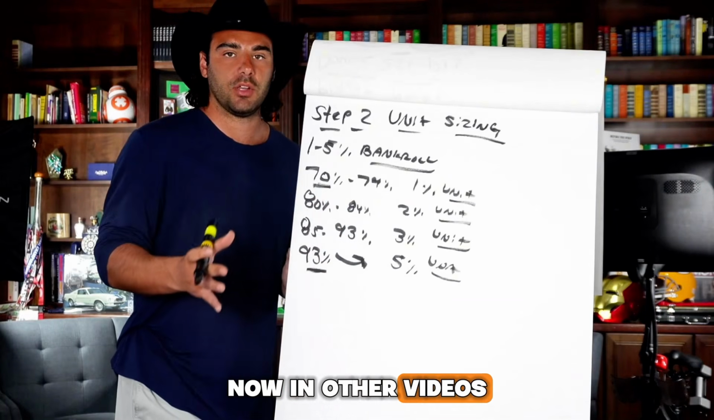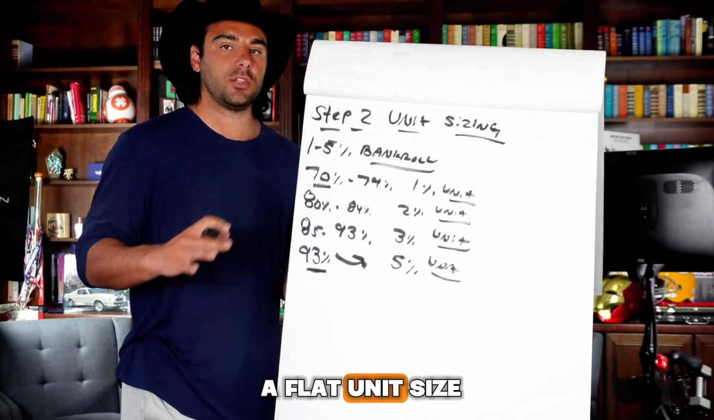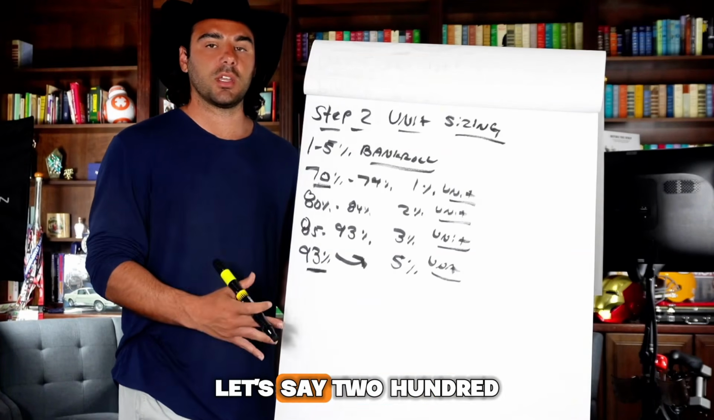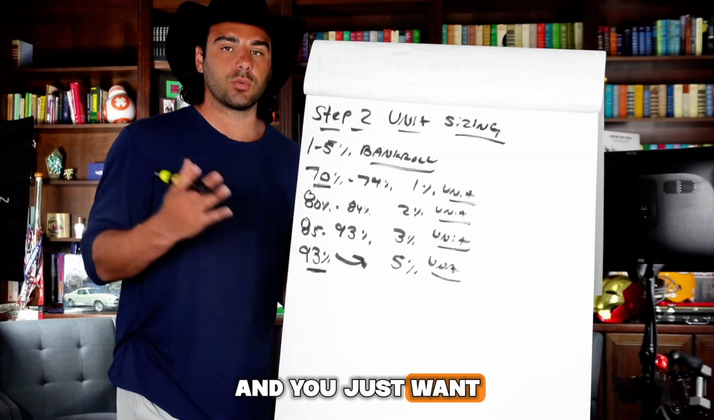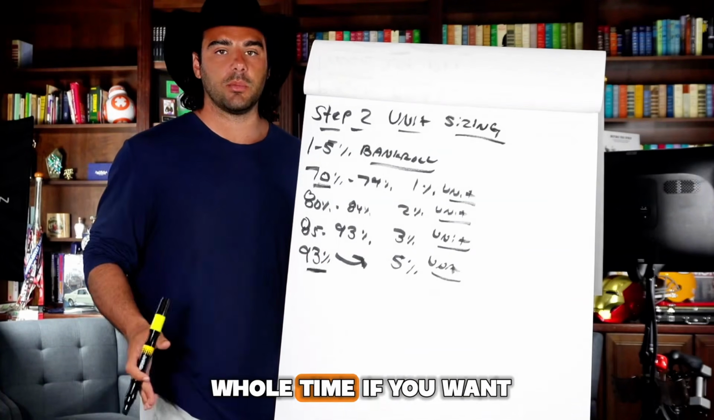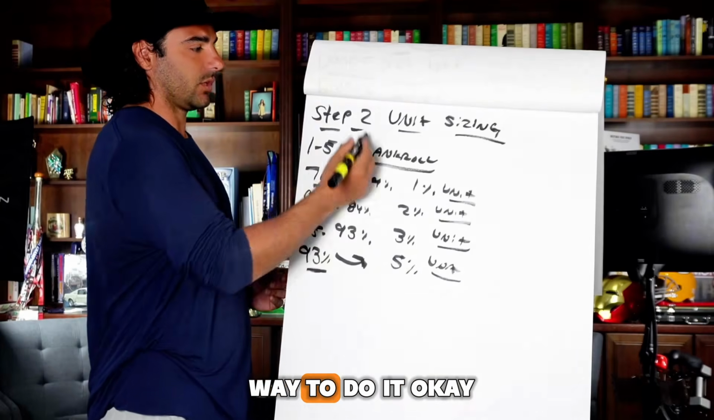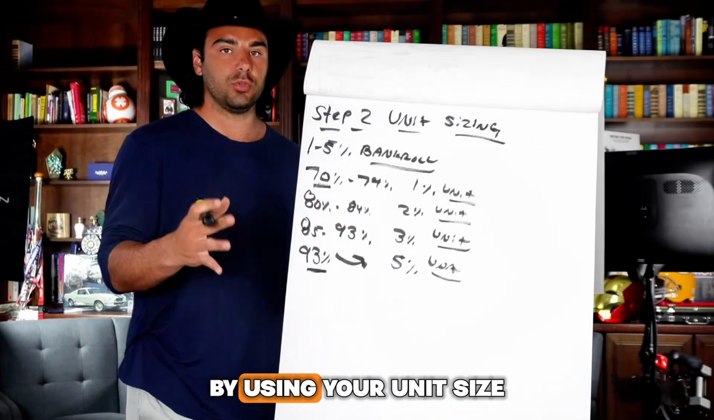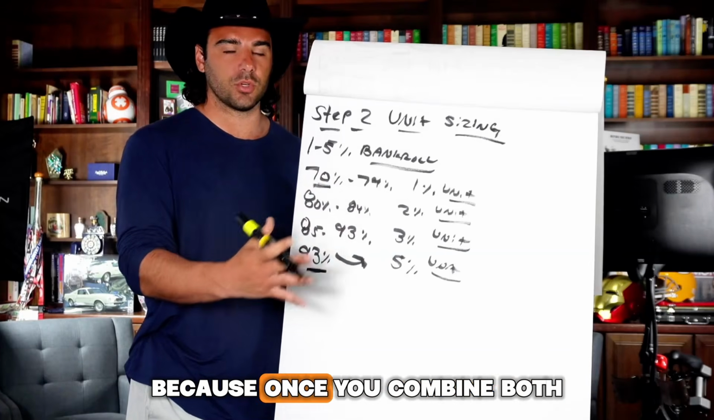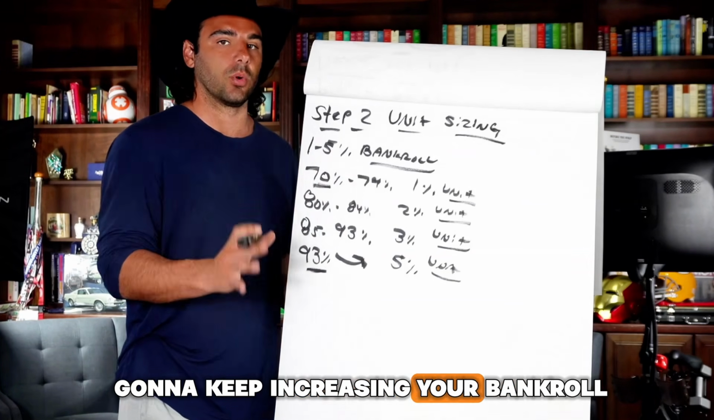Now, in other videos of mine, I do say you could use a flat unit size. Well, you could use a flat unit size when you have a good base, okay? When you have a base bankroll, let's say $200,000, and you just want to pull profits from that every single month. Well then, yeah, you could stay at one unit size the whole time if you want. But if you want to consistently build it and add to it, this is the best way to do it, okay? By using your unit size, but correlating that with the true probability system. Because once you combine both, that's where you're gradually going to keep increasing your bankroll.